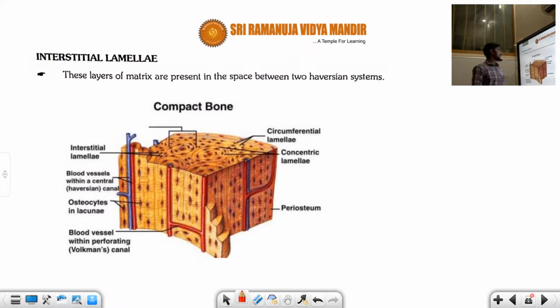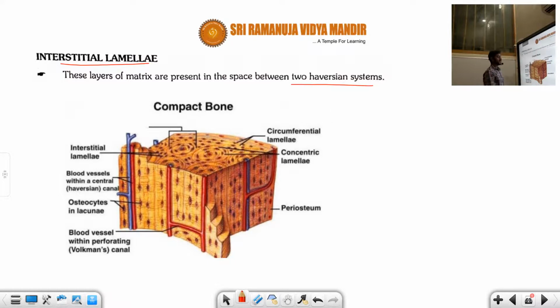The other one is the interstitial lamellae. You can take the same diagram as a reference in an exam for your understanding of where the interstitial lamellae are. Interstitial lamellae are the matrix present in the space between two Haversian systems.